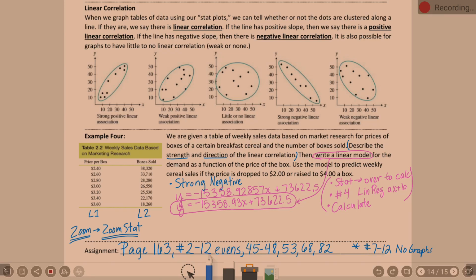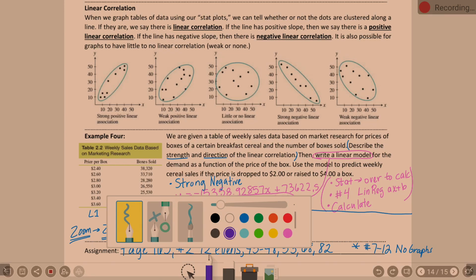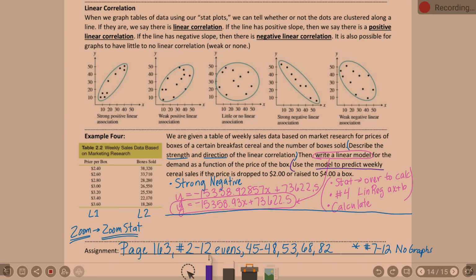We officially have one other piece of this problem, don't we? Yeah. You just plug 2 and 4 in for X. Okay. Now, there's a couple of different ways we can do this. I agree with what Logan said. Plug 2 and 4 in, right? Because it asks us, use the model to predict weekly cereal sales. Okay, I'm going to change colors here. So use the model to predict weekly cereal sales if the prices drop to $2 or raise to $4. 100% agree. The short of it is plug 2 and 4 in.